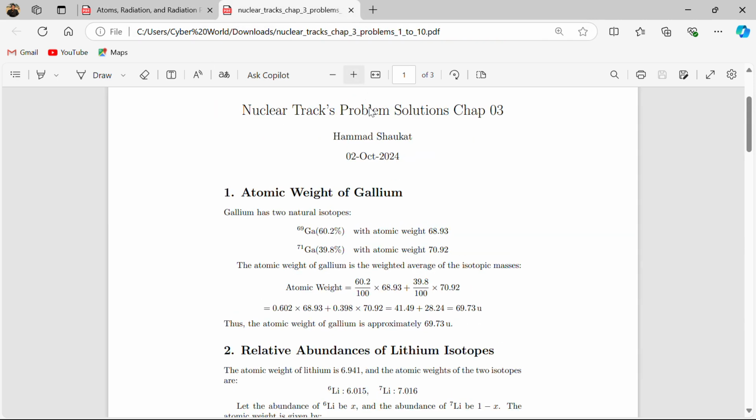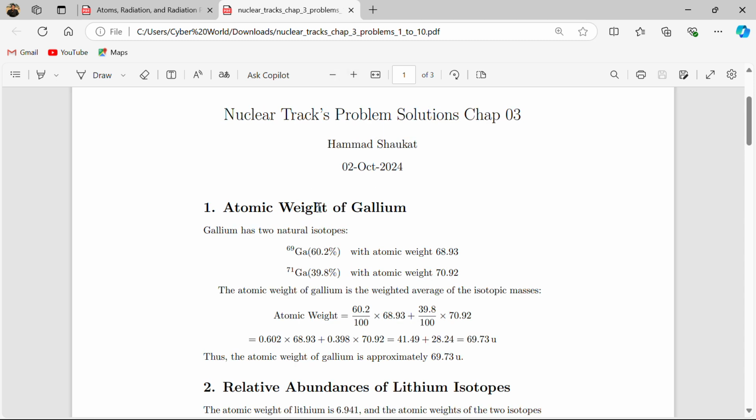This is my own solution for these problems. So let's start problem number 1. As you know, gallium 69 has a percentage of abundance of 60.2% in nature, whereas gallium 71 is 39.8% in nature, having atomic weights 68.93 and 70.92. Now to find the total atomic weight, you have to multiply the weightage of each isotope by its atomic weight, and add them both.